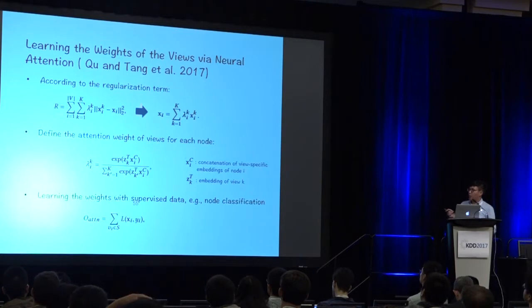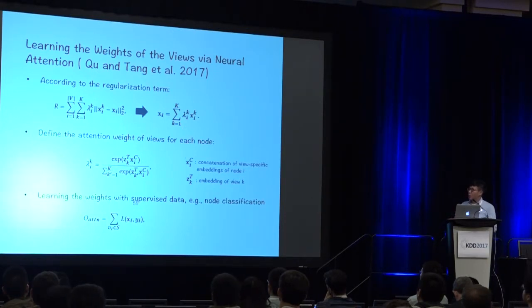According to this regularization term, if we minimize this objective function, we can see that the robust node representation is simply a linear combination of the view-specific node representations, and the coefficients of the combination are just the weights of the views for different nodes.